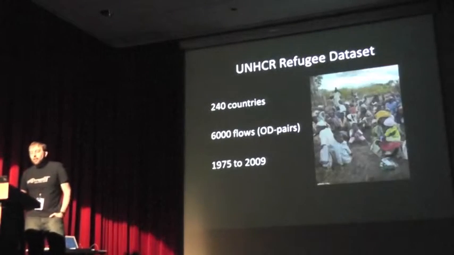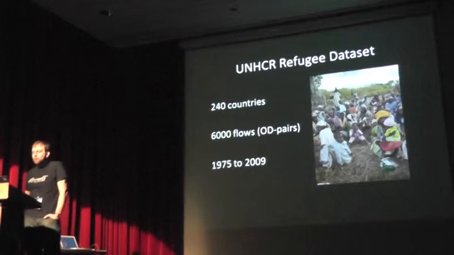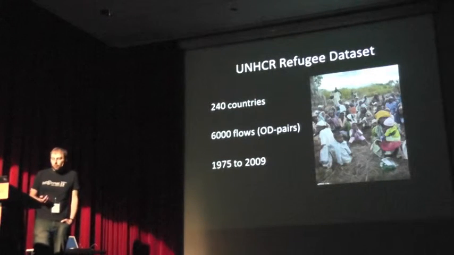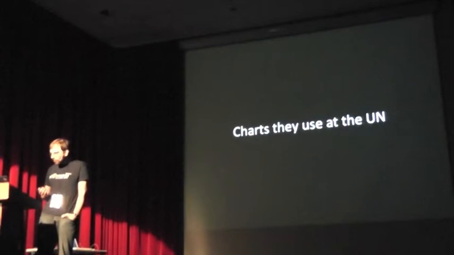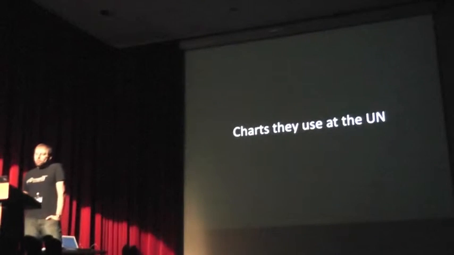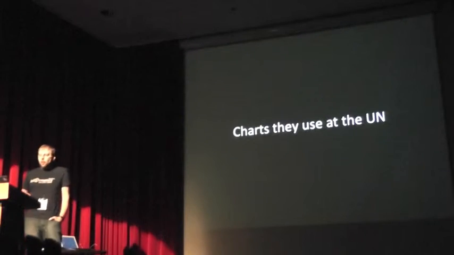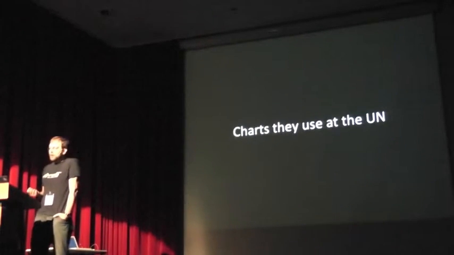And this data set can tell stories about millions of people who have to leave their homes and find refuge in another country every year. So they work with this data at the UN. What kind of charts do they use to represent it?